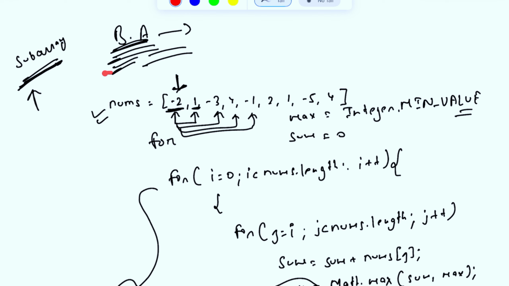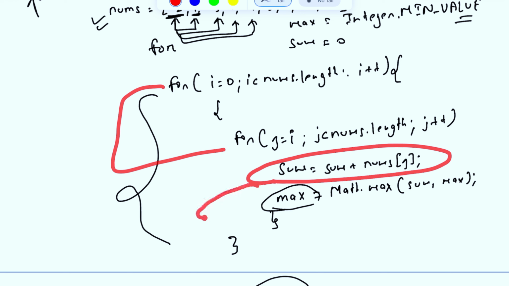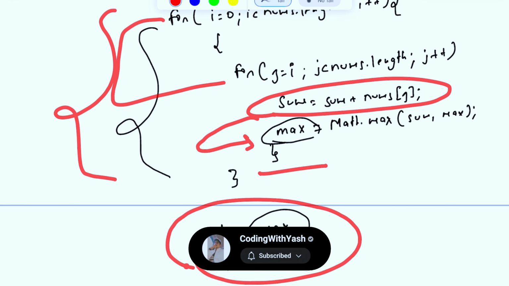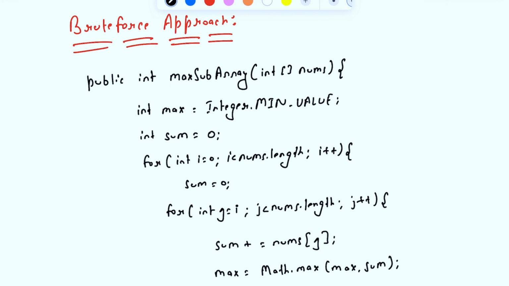So we need to generate subarrays, right? In the brute force approach, without thinking much, we generate all possible subarrays, find their sum and update our max like this. Once the loops are completed, finally we return max, because this max is going to have the maximum sum subarray. And if I show you the code, that's how it will look.